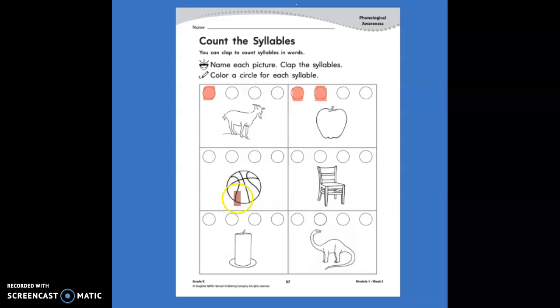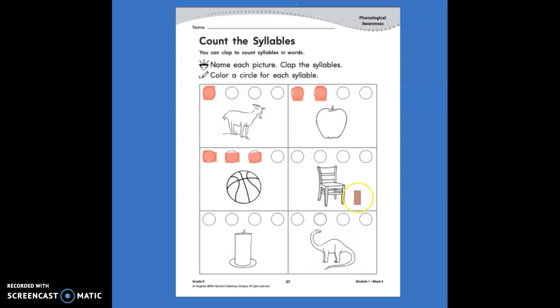Now what is this? It's a basketball. So let's clap out the word basketball. You ready? Here we go. Basketball. How many syllables? 3 syllables. So I color in 3 dots.